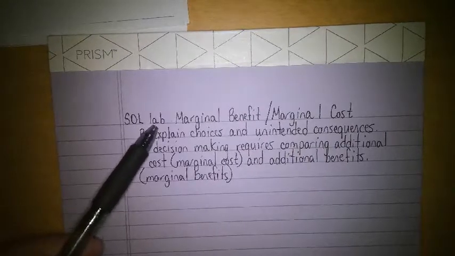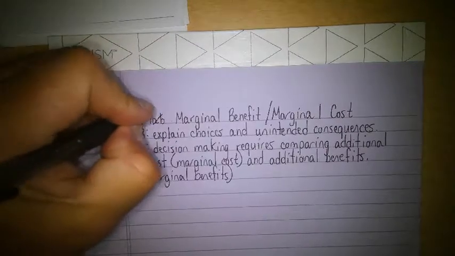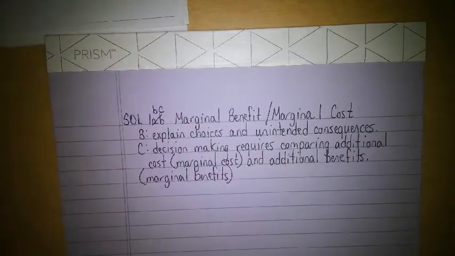So what we're going to do with this is basically define what marginal cost and marginal benefit are, okay? And then we'll go from there, and then we'll finish up the handouts that you guys got. So there's a few questions that we're going to need to answer. First thing I would do, and I didn't put this on this slide, but this is SOL 1B and 1C. 1B deals with choices, and 1C deals with marginal cost and marginal benefit. So if you want to jot that down in your notes, you can do that, okay?